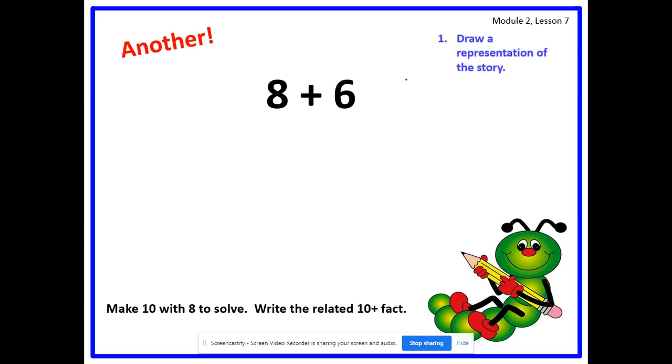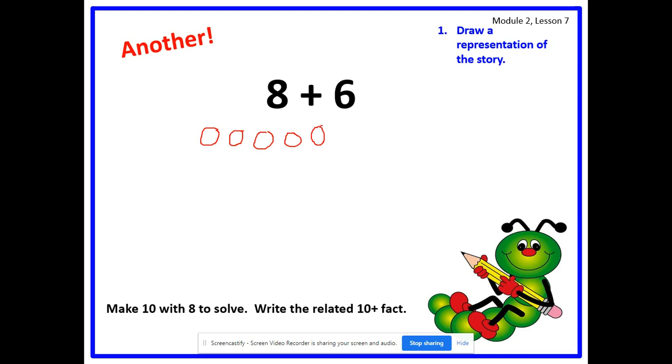Ready? Key point 1. Draw a representation of the story. So let's go ahead and draw a picture. We're going to draw 8. 1, 2, 3, 4, 5, 6, 7, 8. Then 1, 2, 3, 4, 5, 6. That was key point 1. We drew a representation of the story.